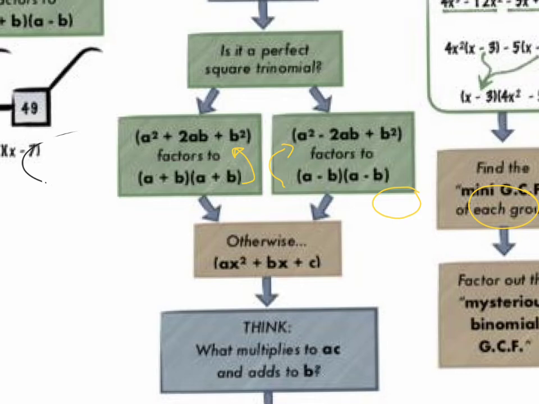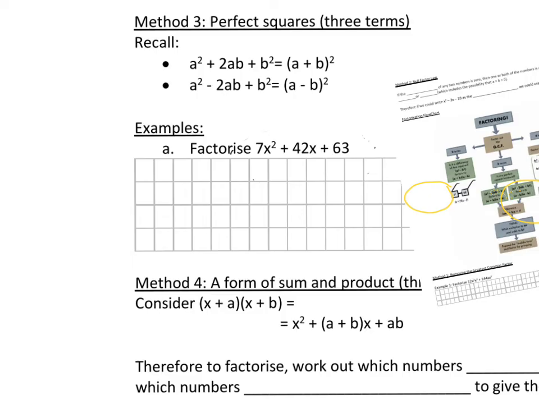If we've got a square at the start and a square at the end, and then the middle term is 2 times each of those squares, either plus or minus, doesn't matter, then we've got a perfect square. Don't always think that if we've got a perfect square at the end, so we've got a squared number at the end, that means that we must have a perfect square, because it's not necessarily the case. If you don't have that double of the 2 squares happening in the middle, then it's not going to be a perfect square. So let's do some examples of that one.